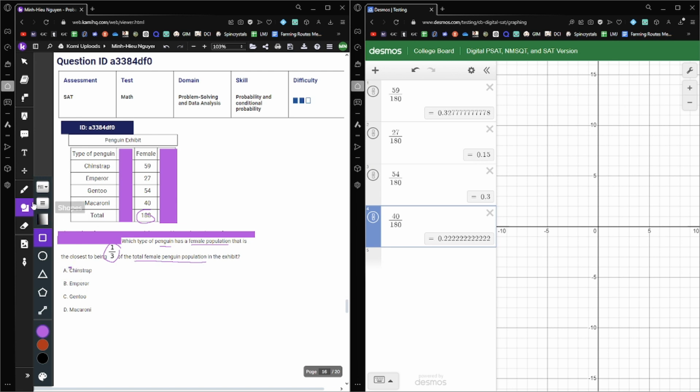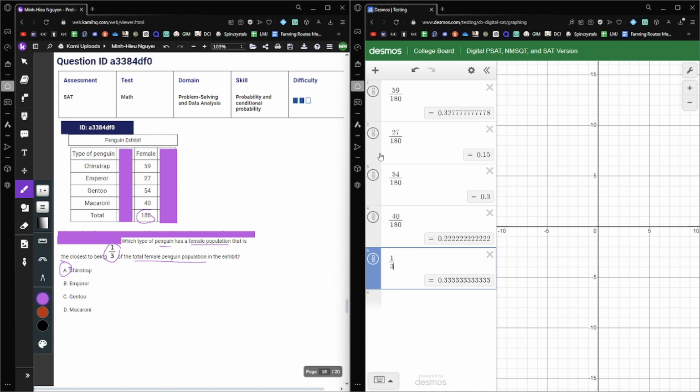Chin strap, right? Chin strap, and just to check, 1 over 3 is 0.333. Yeah, I think that one's the closest. So our answer is A.